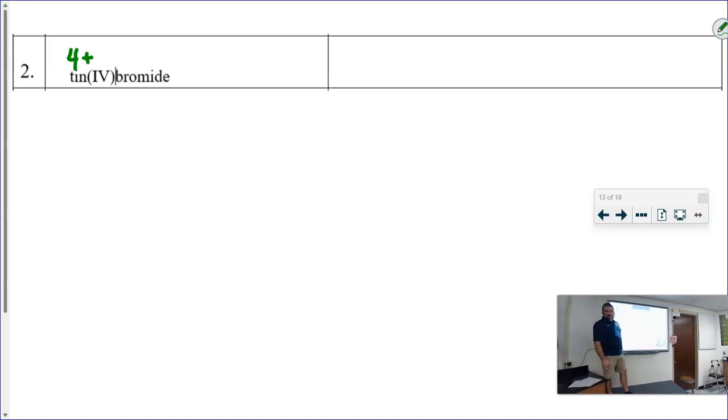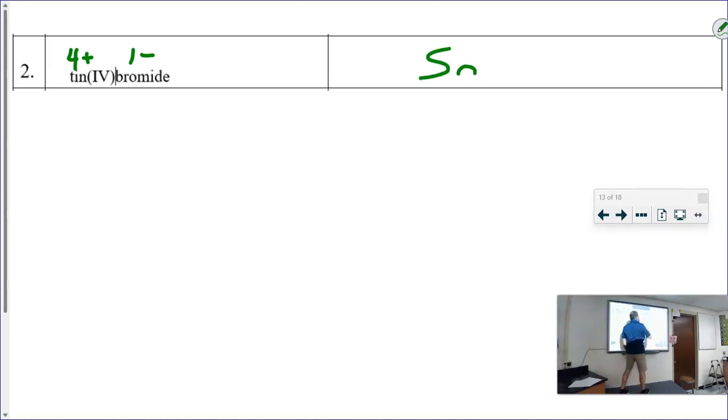Bromide. Bromide is bromine, but bromide is the ion form of that. If I look that up in my periodic table, I'll find that it is a 1- charge. Same kind of thinking. Now, I want to get to 0. I want to get to neutral. I've got a tin with a 4+ charge. I've got bromides with 1- charges. How can I make this thing neutral overall?